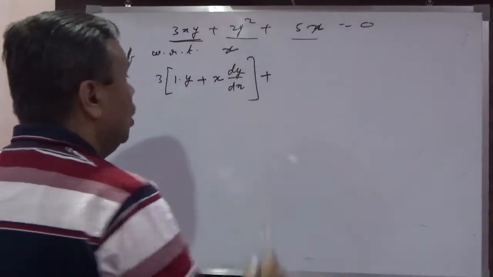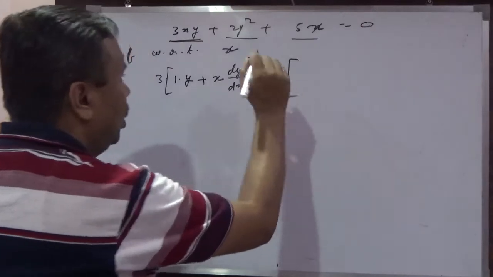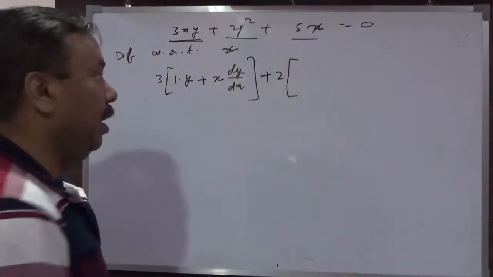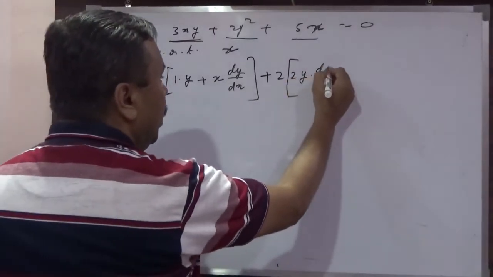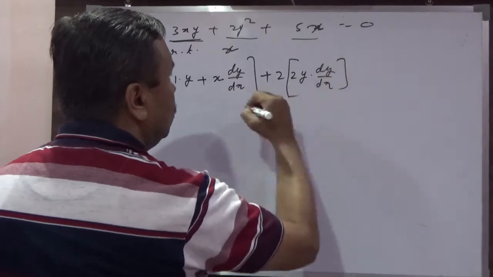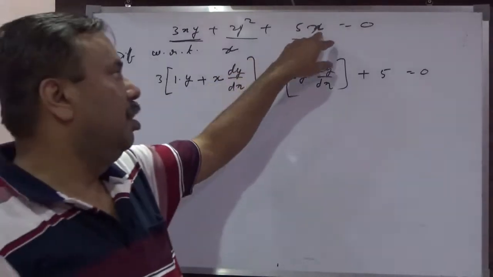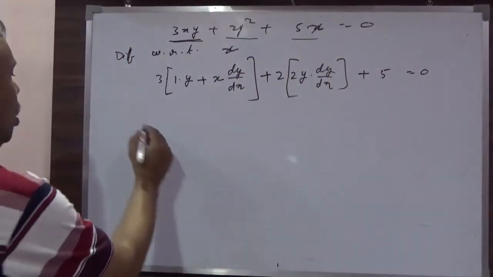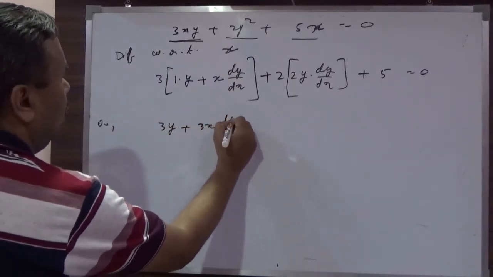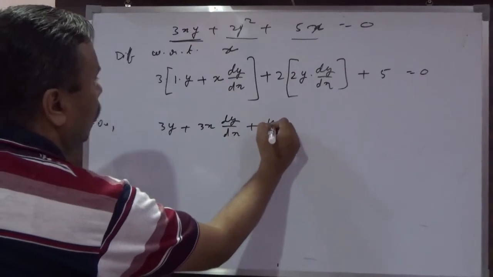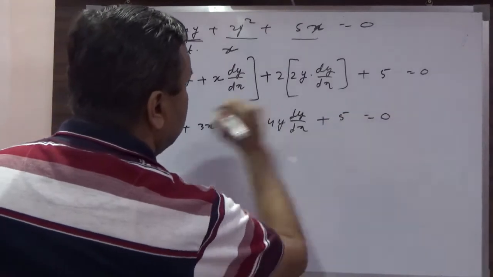Similarly, from the second term, this 2 is constant, so for y it will be 2y and then dy by dx, and plus 5, this will be equal to 0 because differentiation of x is 1. So now this becomes 3y plus 3x dy by dx plus 4y dy by dx plus 5 is equal to 0.